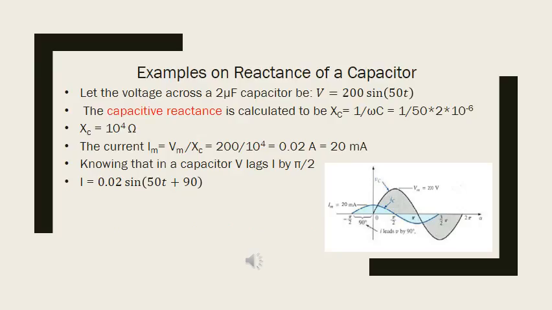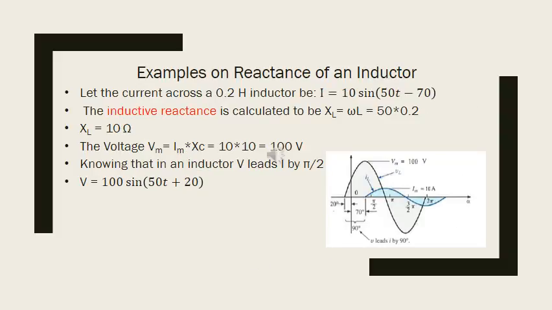An example on reactance of a capacitor: let the voltage across a 2 microfarads capacitor be V equal to 100 sine 50 times t. The capacitive reactance is calculated to be X_C equal 1 over omega C, which gives us 10 power 4. The current equal V over X_C, which is equal 20 milliamp, and then finally we write them in a sinusoidal form.